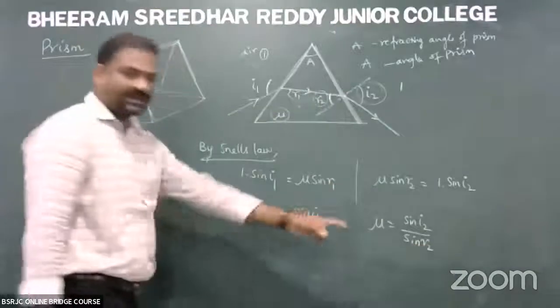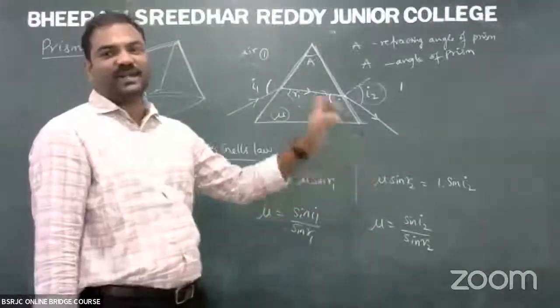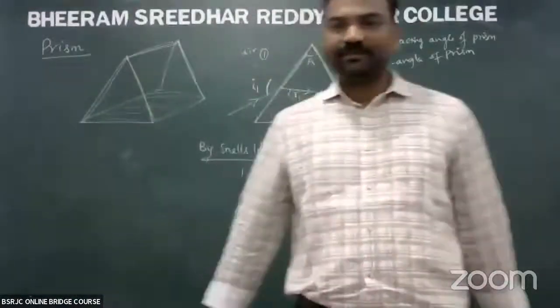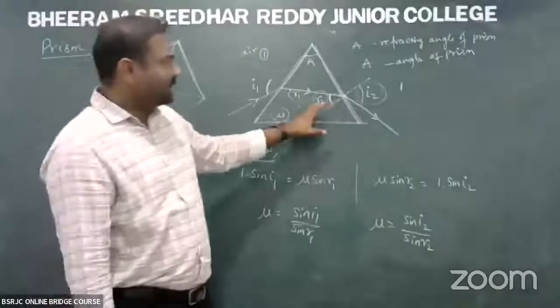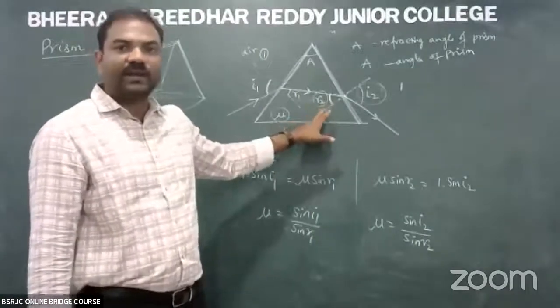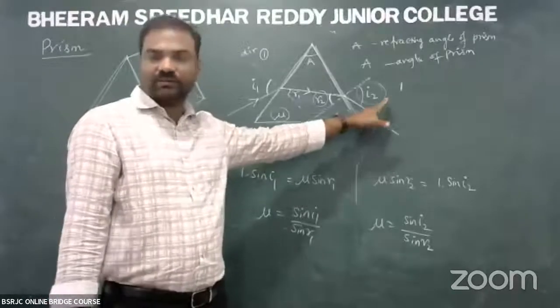Now you can see there is a rhythm: sine I1 by sine R1, sine I2 by sine R2. That's why they changed it, so there will be no confusion. That's why even in the triangle of incidence, they have not taken the angle as R2. This is the angle of refraction, but they have not taken it as R2. They have taken it as I2.